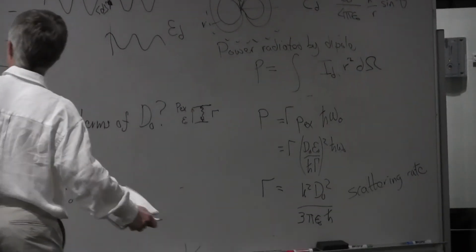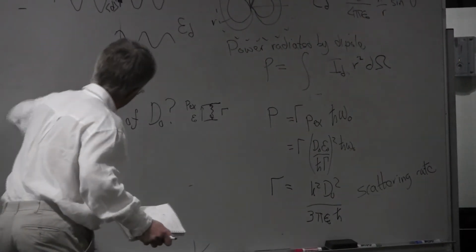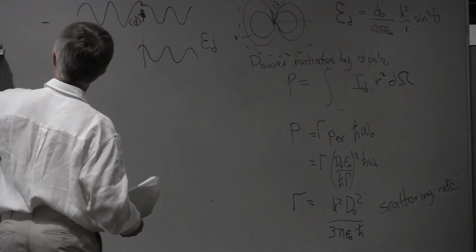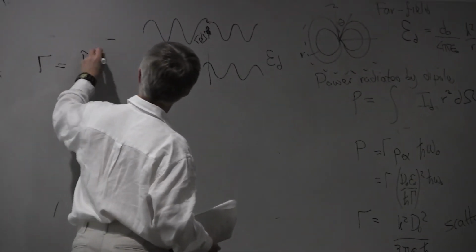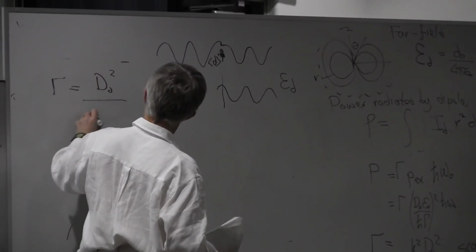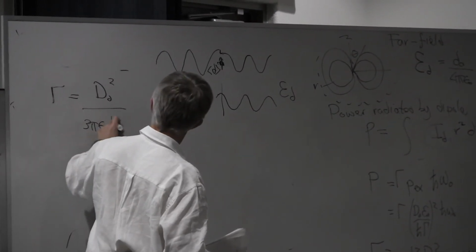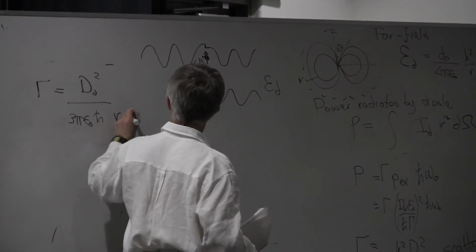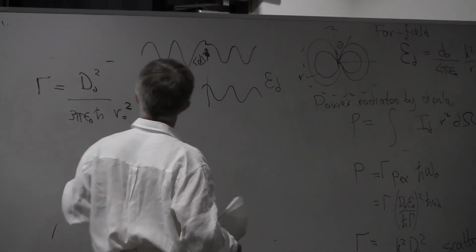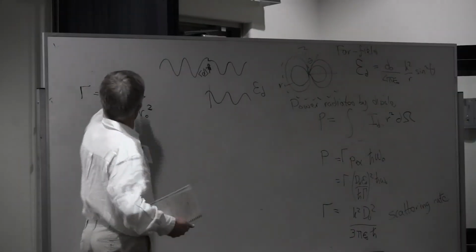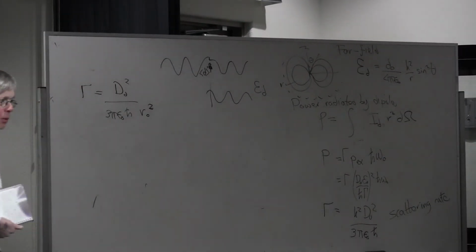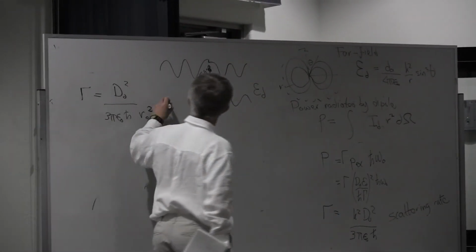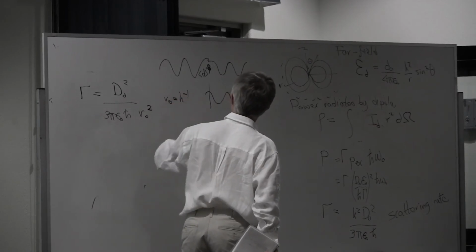So let's go here. If I wanted to, I could write something like gamma equals d squared over 3 pi epsilon 0 h bar, and then this is an inverse length, so let's call this length r0 cubed. So does that look like anything else that you know to do with Rydberg atoms? So r0 is equal to h to the minus 1.